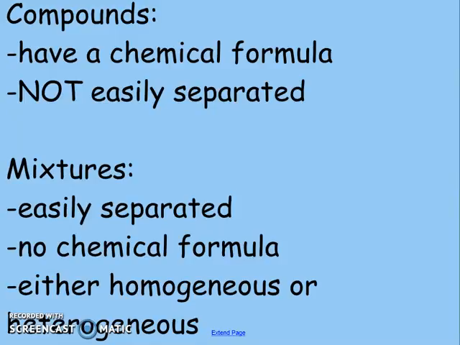Just to review real quick, compounds have a chemical formula. Water is a compound. The formula is H2O. Compounds are not easily separated. Mixtures, on the other hand, can be easily separated. We talked about a variety of ways that they can be separated. They don't have a chemical formula, and they're either going to be homogeneous or heterogeneous. And that's what you need to know about compounds and mixtures.